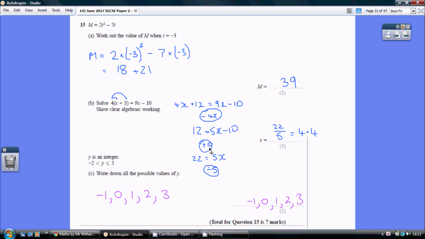If we then add 10 to both sides, we get 22 equaling 5x. If we then divide by 5, we get x being 22 divided by 5, which is 4.4.